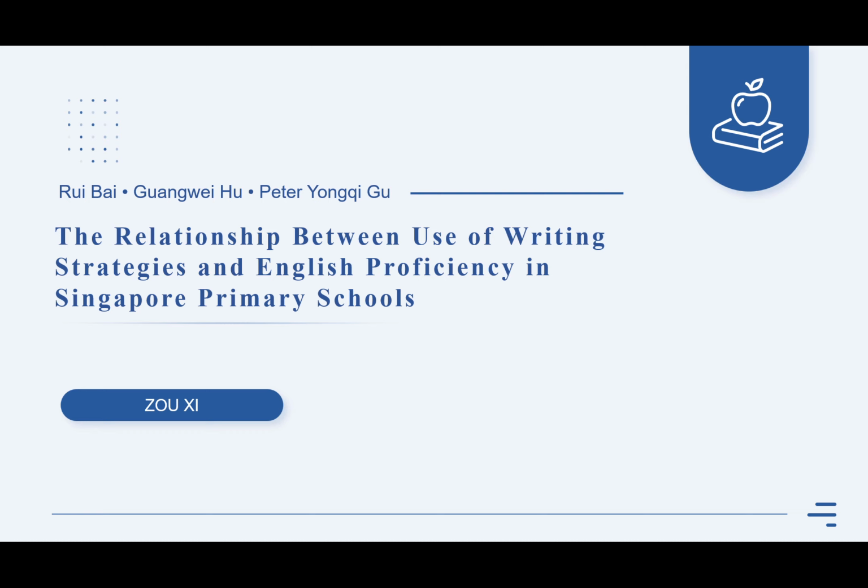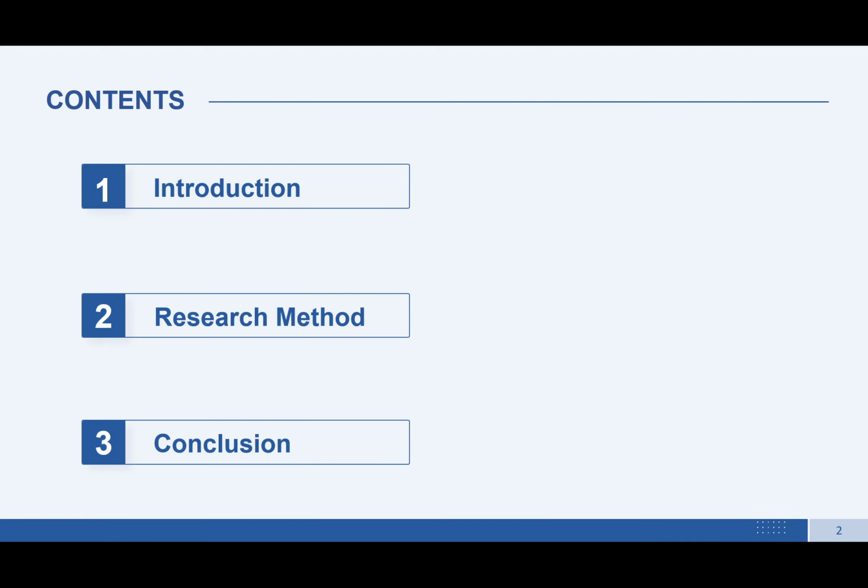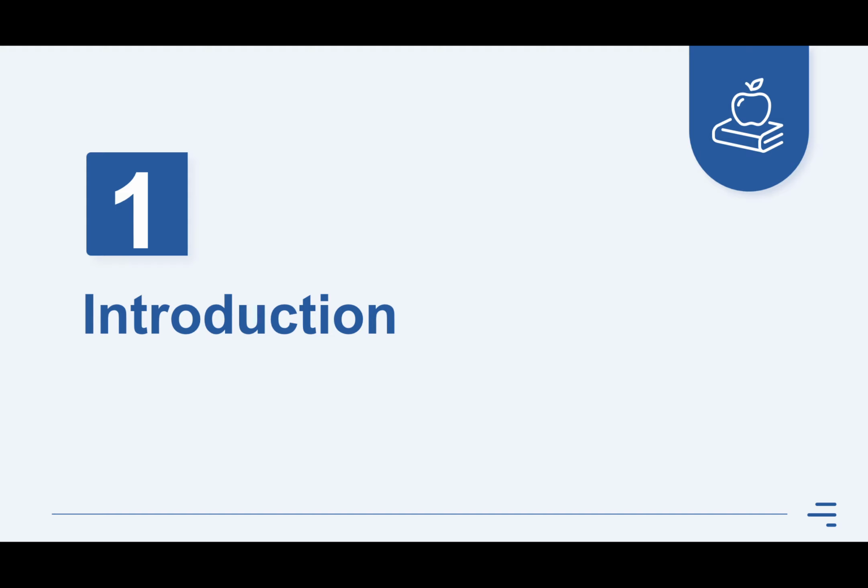Hello everyone, today we're going to talk about the literature named The Relationship Between Use of Writing Strategies and English Proficiency in Singapore Primary School. The content of today's topic consists of three main parts: introduction, research method, and conclusion. Now we come to the first part.